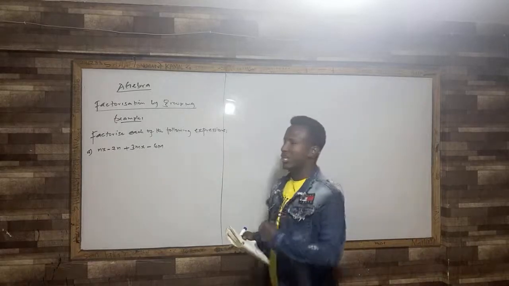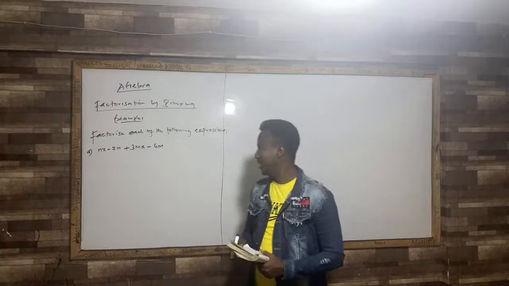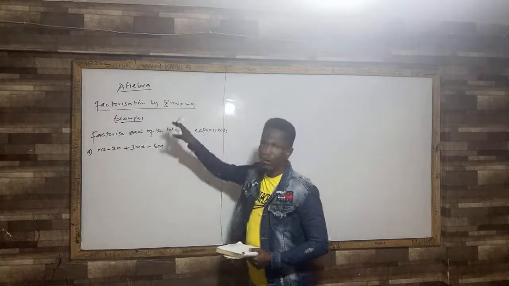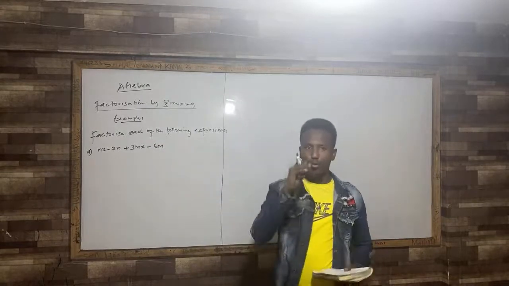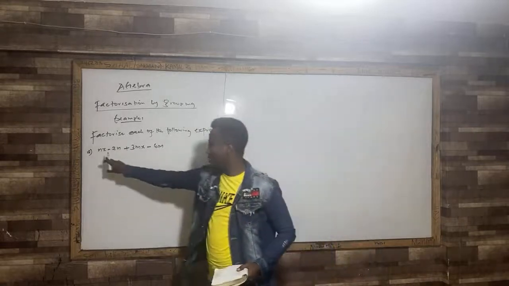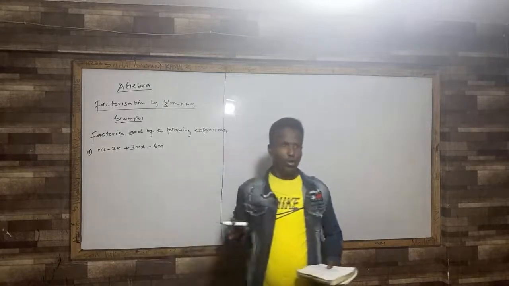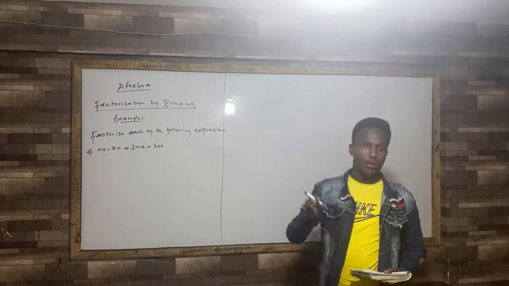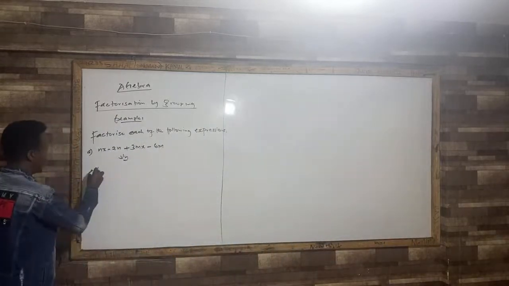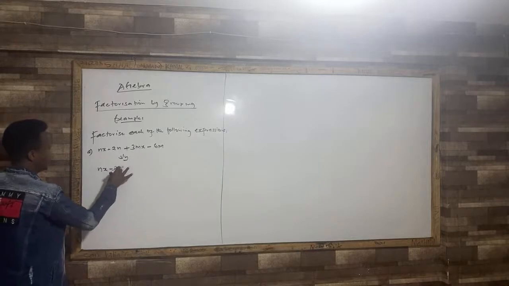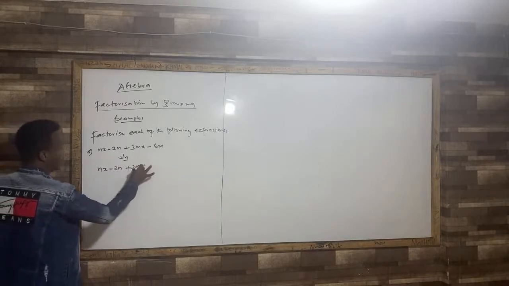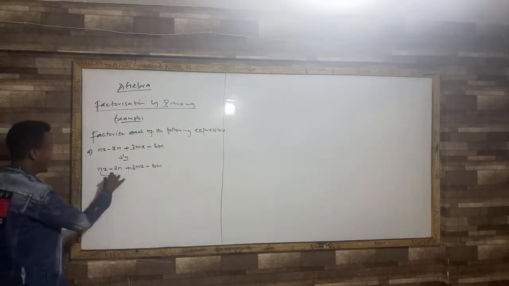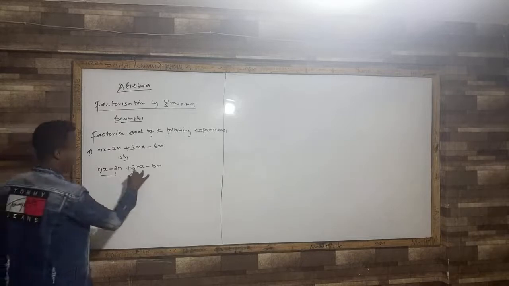Remember, when we are dealing with factorization by grouping, we need to have 4 terms. In this situation, we have 1, 2, 3, 4. So we have 4 terms. When you have 4 terms, you are going to factorize by grouping. Just understand that. Come to the solution. This is what I have: nx minus 2n plus 3mx minus 6m. This is my question. So, now I will consider these 2 as one pair and another pair here.